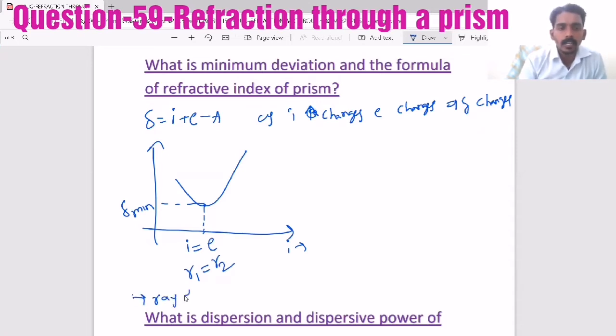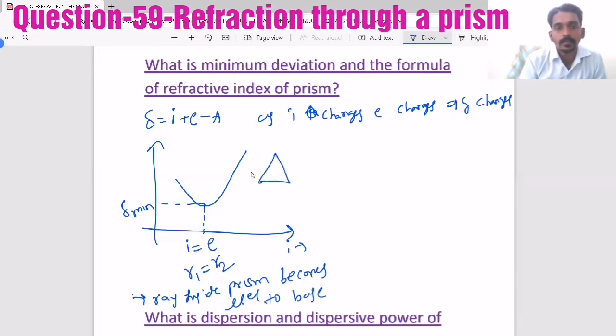That means the ray inside the prism becomes parallel to the base like this. It will become horizontal like this. Such a condition we call minimum deviation.